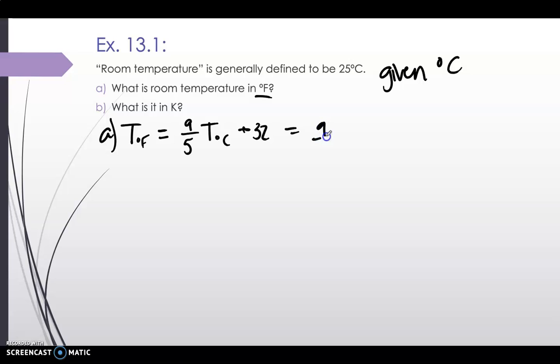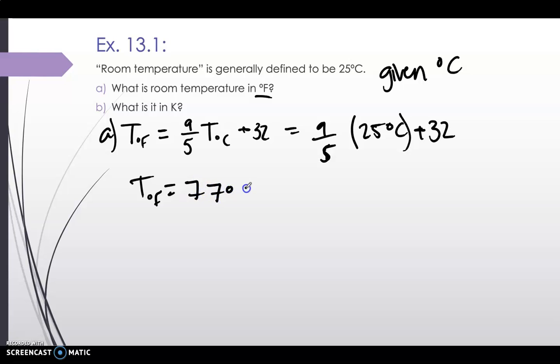So we can go ahead and plug that in. It's 9/5 times our temperature in Celsius, so 25 degrees C, plus 32. And so our temperature in degrees Fahrenheit then is 77 degrees Fahrenheit.